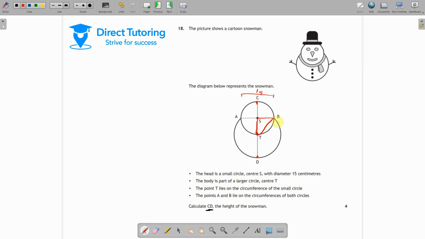Because from T to B, or T to A, whichever side, it doesn't matter, is the radius of the larger circle. Because if B lies on the circumference of the larger circle, then T being the centre, the hypotenuse will be the radius. So the radius of the smaller circle is 7.5, and this is also 7.5, and we'll call this X.